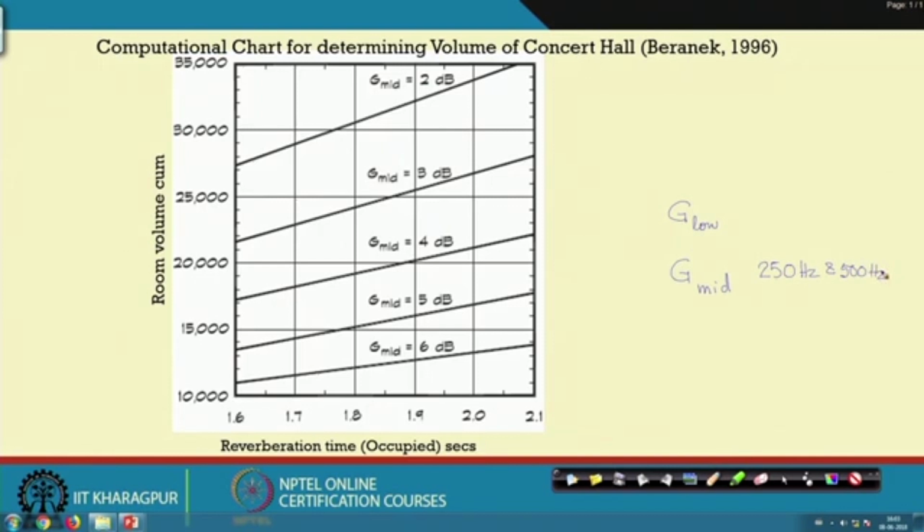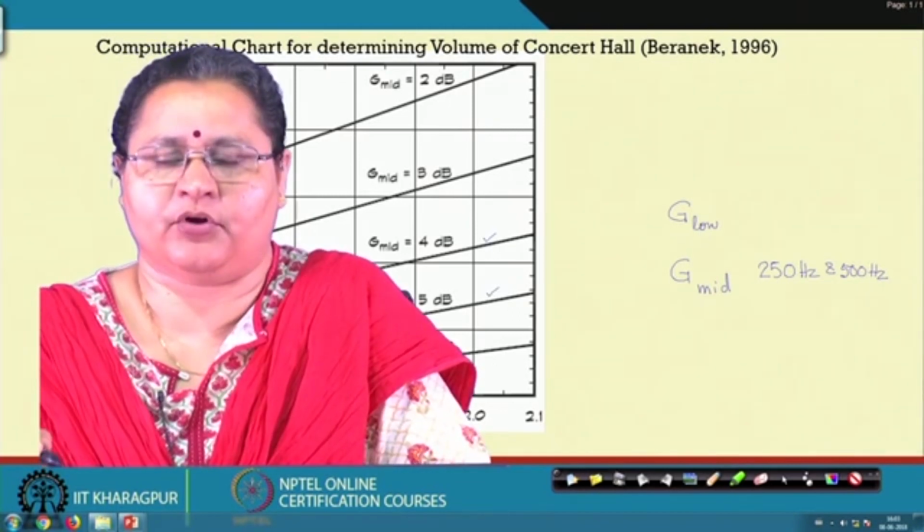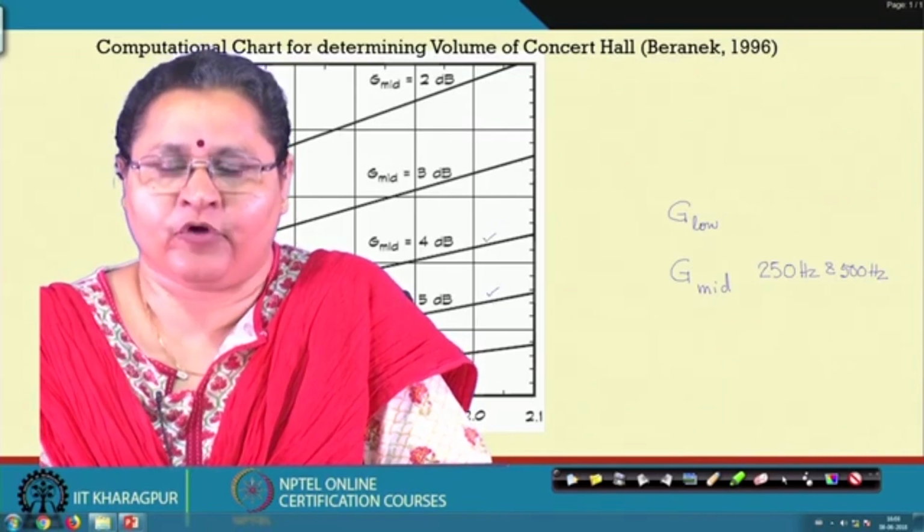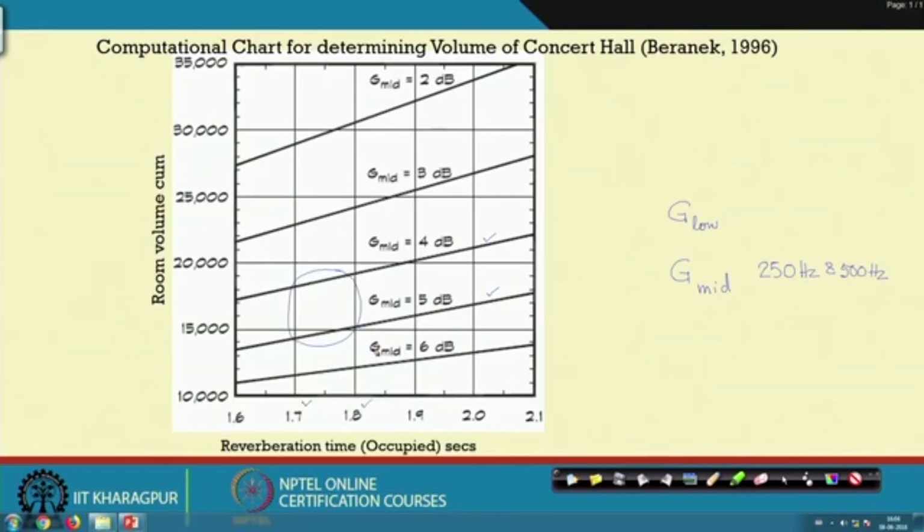So, if you know the targeted G mid value, say 4, 4.5, 5, you have to follow this line or any point in between. And if you have a targeted RT of any of these, your volume should be around here. So, you can choose your starting volume, initial volume, so that you can end up with a better auditorium design, following all other principles that have been told earlier.